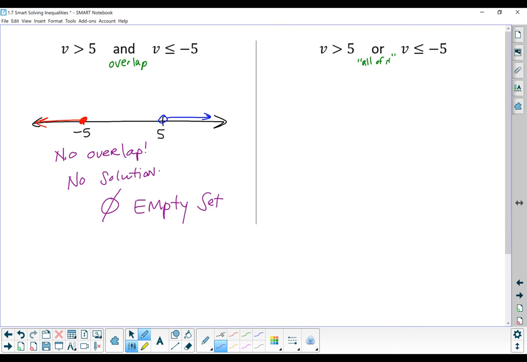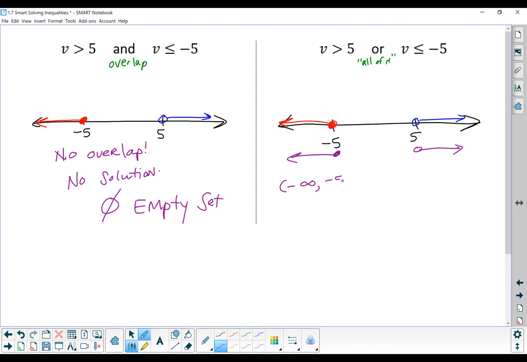Okay, same inequalities, but with the word or. So we've got that same graph to think about. We have the two pieces that we graph independently, and then we think about what their union is going to be. So their union means all of it, all parts. So if I accept all parts of this as my answer, then my answer has two parts, and I need to report it with those two parts.